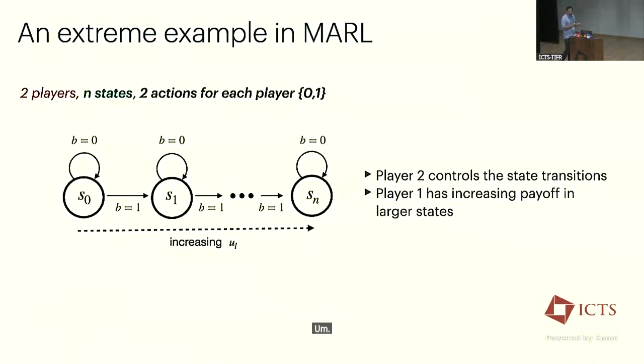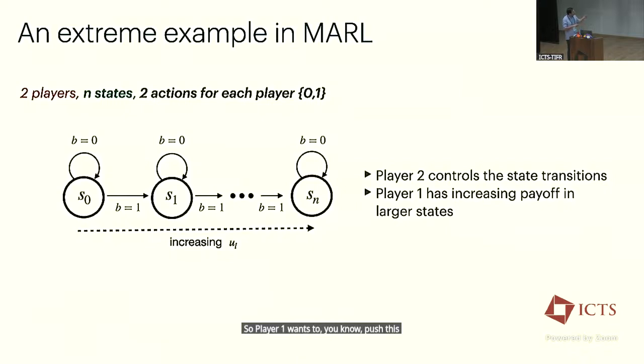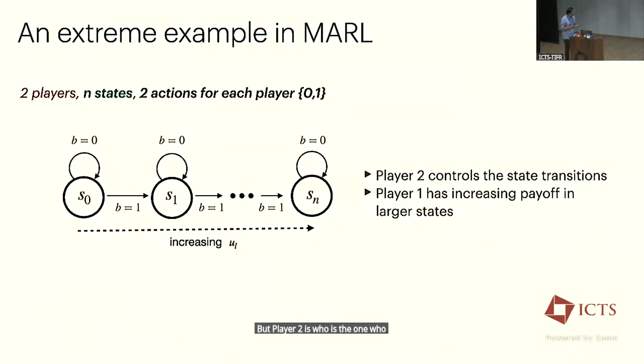Player 2 is actually going to control the state transitions, and player 1 has increasing payoff in larger states. So player 1 wants to push the system as far to the right in this MDP as possible, but player 2 is the one who controls the state transitions.